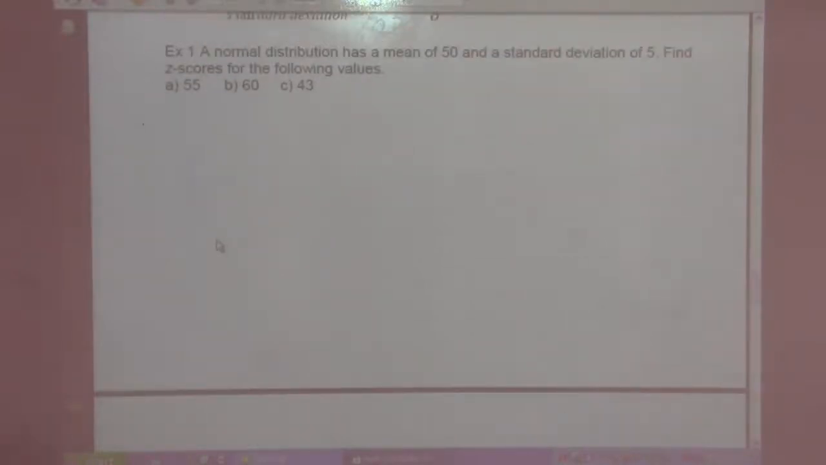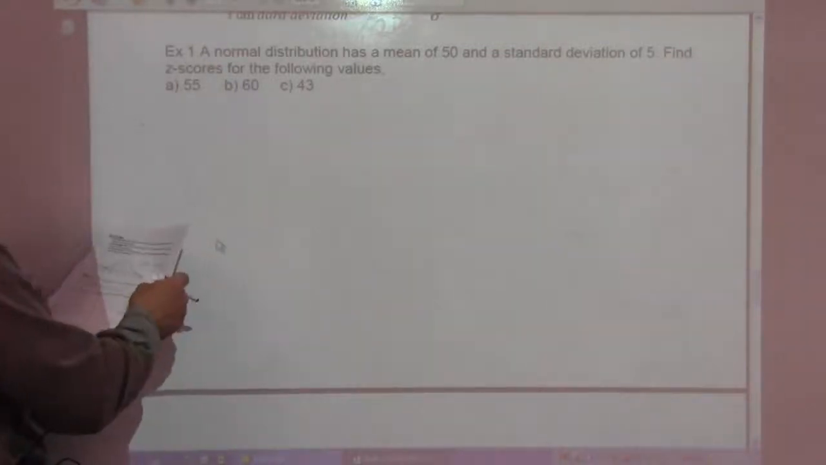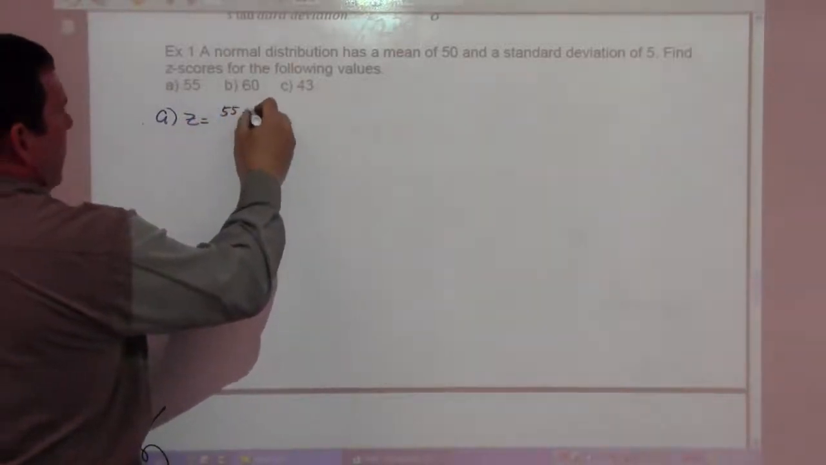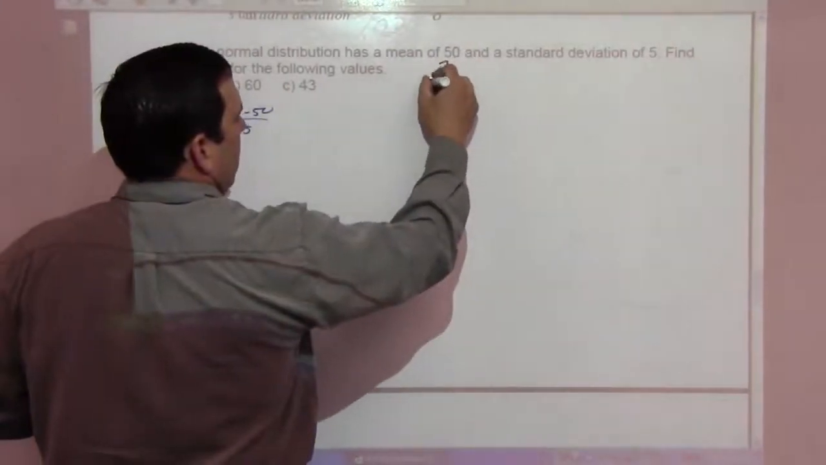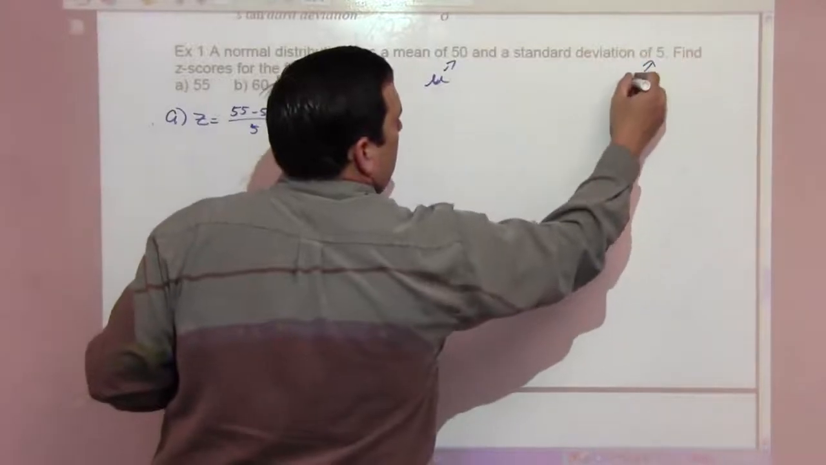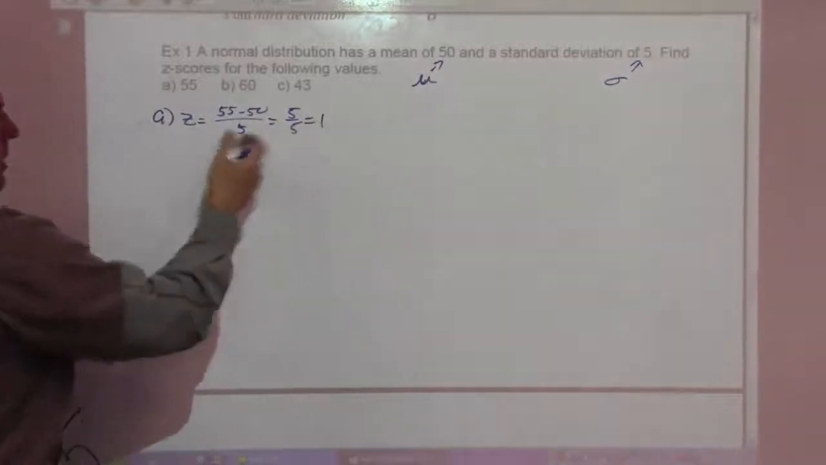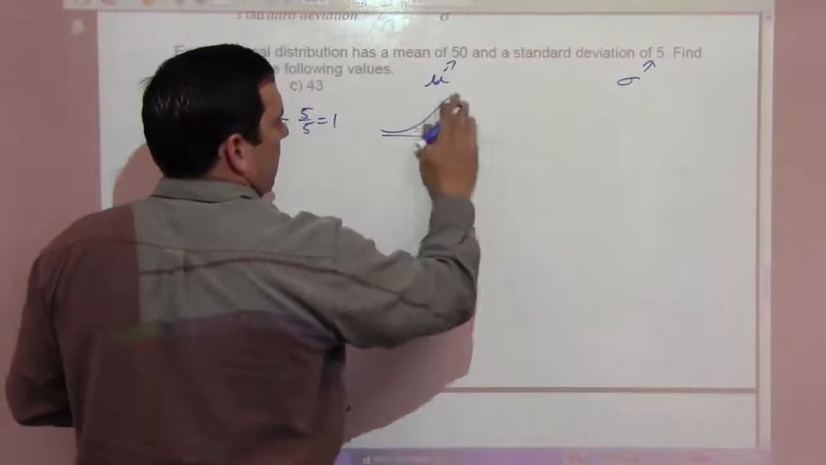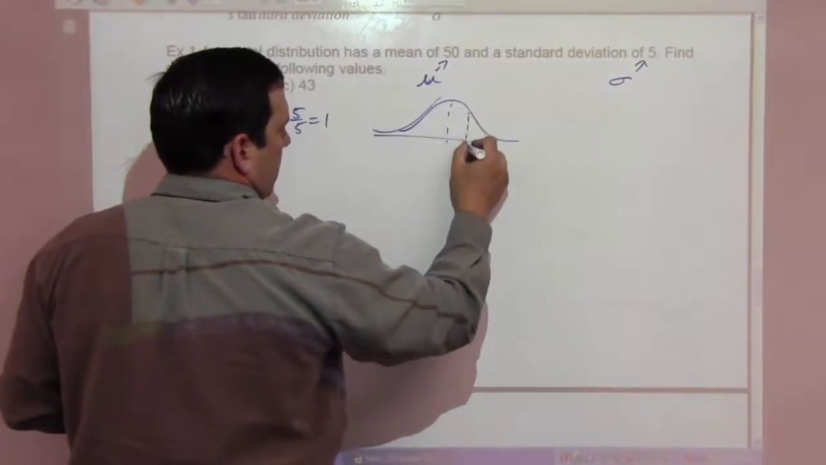A normal distribution has a mean of 50 and a standard deviation of 5. Find the Z-score for the following values. So for A, it's 55. Z is going to be 55 minus 50, because 50 is the mean, over 5, which is the standard deviation. That's going to be 5 over 5, which is 1. So it's 1 standard deviation out. So there's our Z-score.